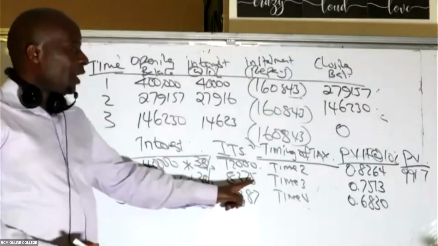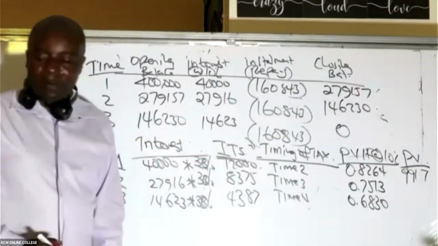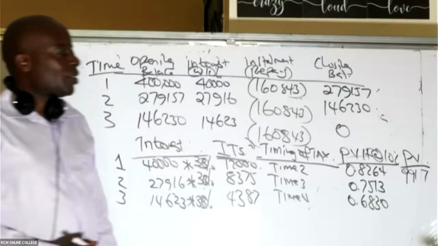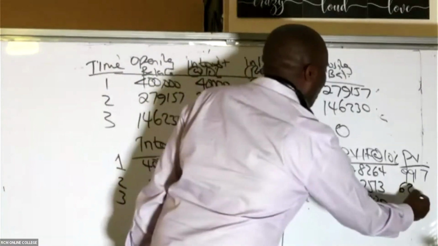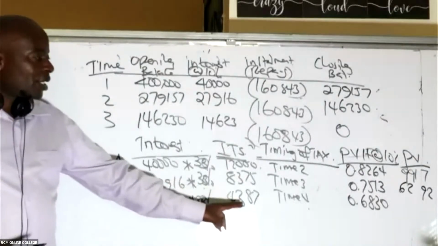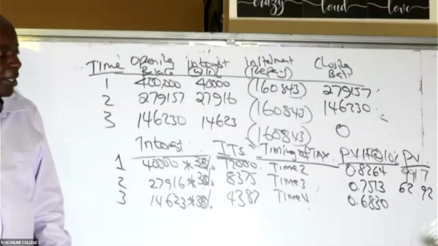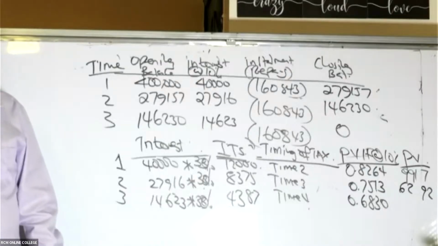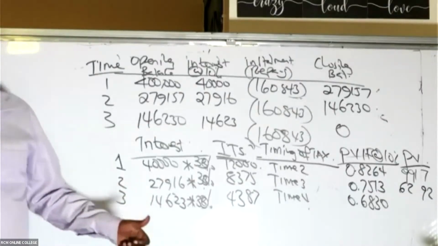How about the second one? Take 8375 times 0.7513. How much do we have there? 6292. How about the third one? You take this times 0.6830. That gives me 2996.